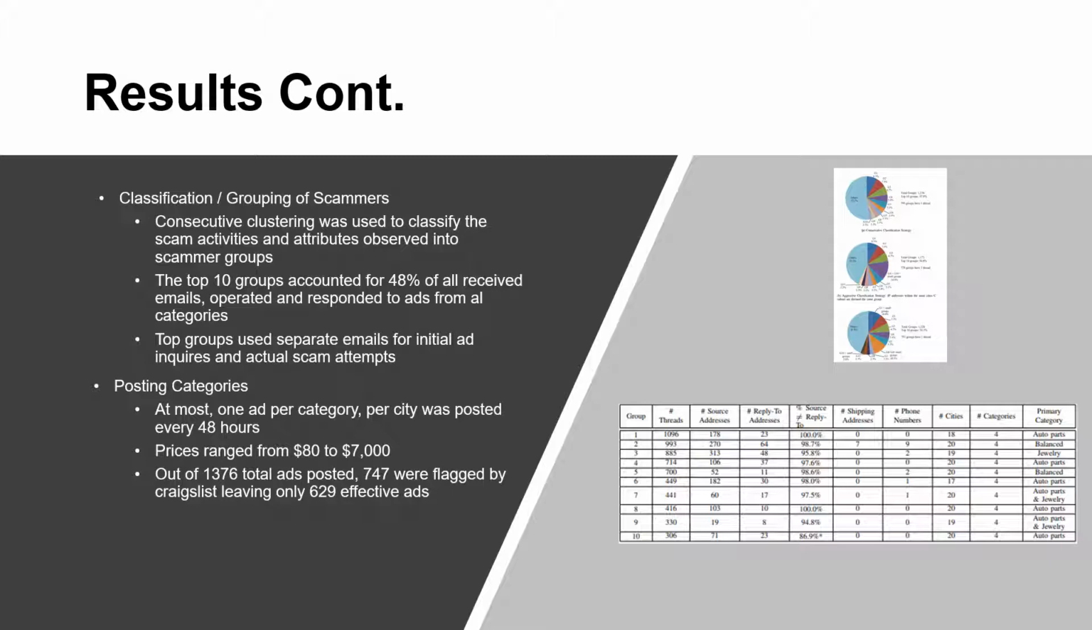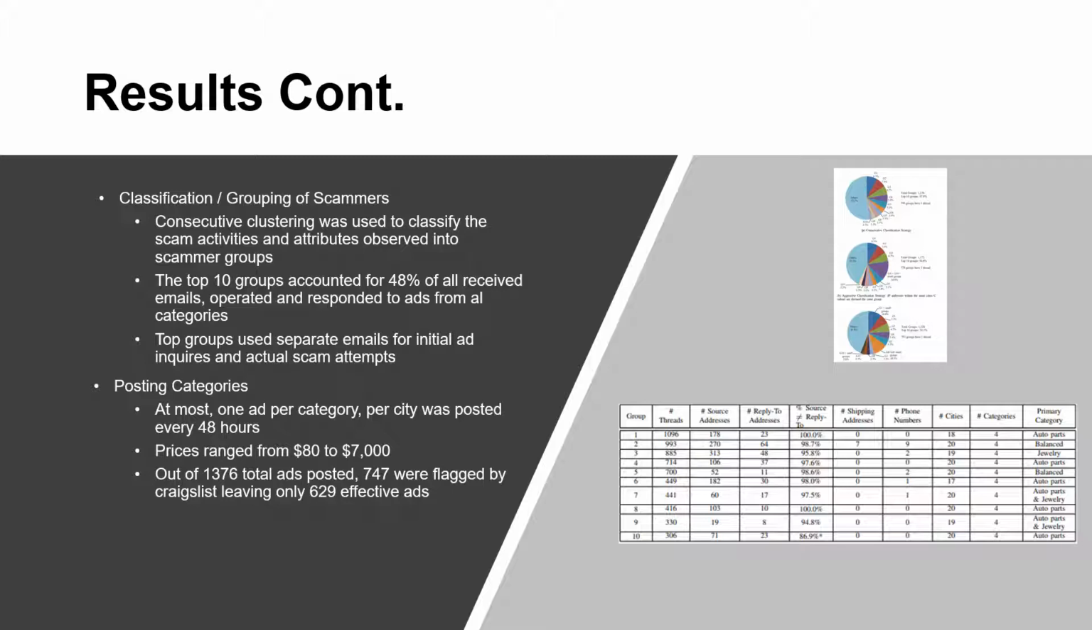Remember, I mentioned that 1,376 fake magnetic honeypot ads were posted in total. Well, 747 out of that number were flagged by Craigslist and removed, leaving only 629 effective ads. Also, 62 Craigslist email accounts were used during the experiment.